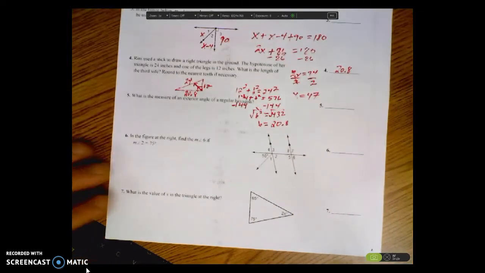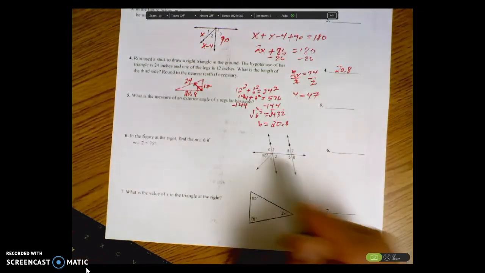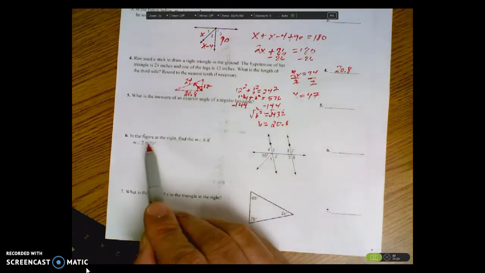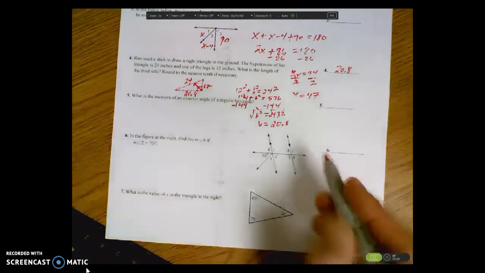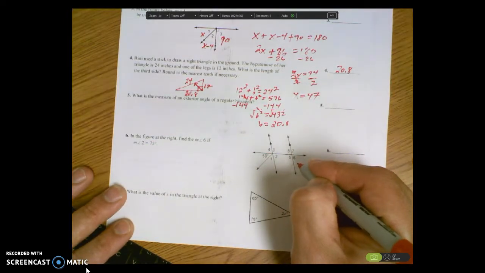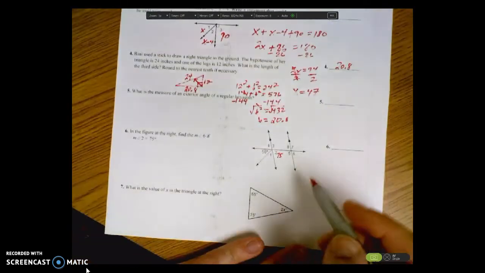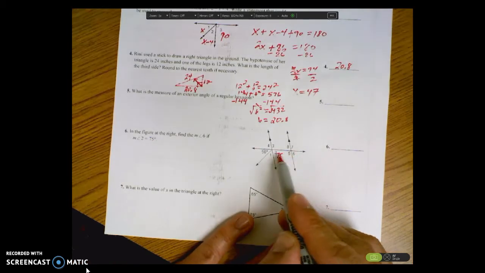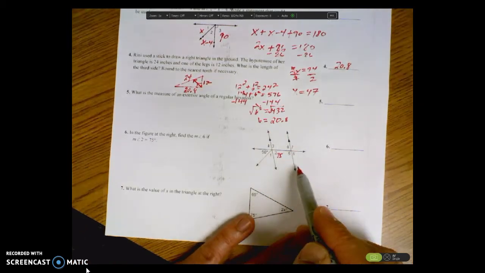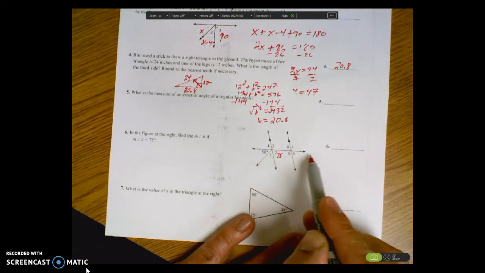All right. Now we're back to two parallel lines cut by a transversal. So in the figure at the right, find the measure of angle 6 if the measure of angle 2 is 75 degrees. So I'm going to fill it in. We know that's 75. This is a corresponding angle as well. So we have our two parallel lines cut by a transversal.